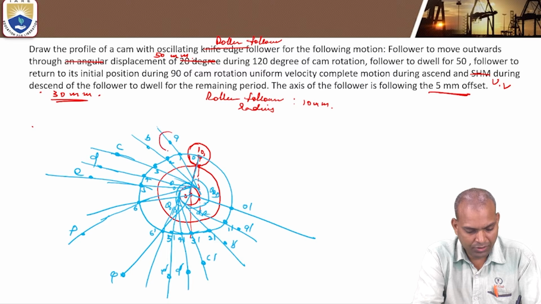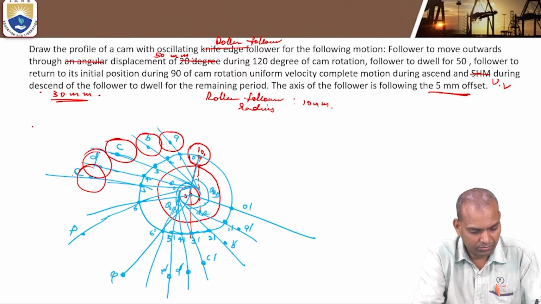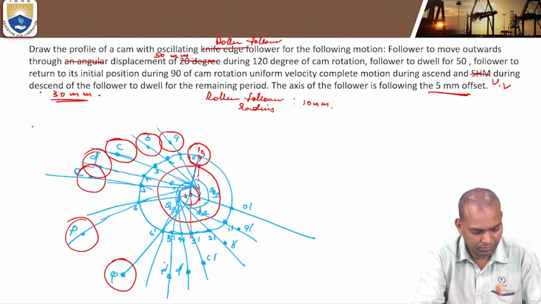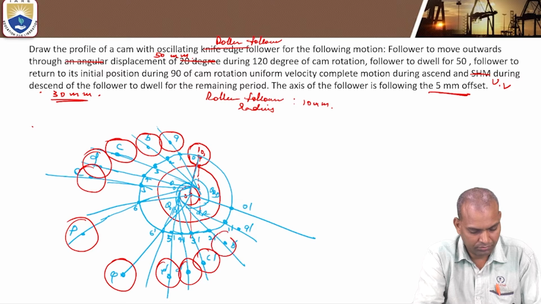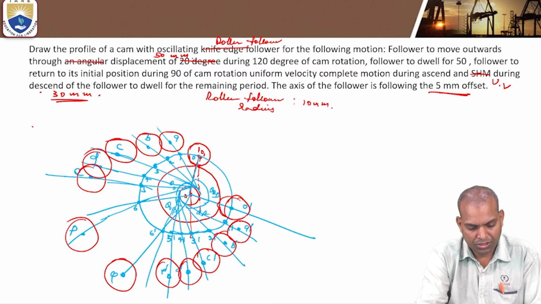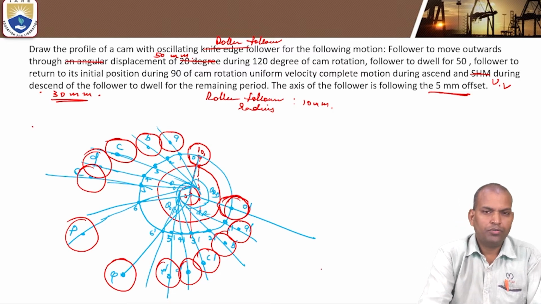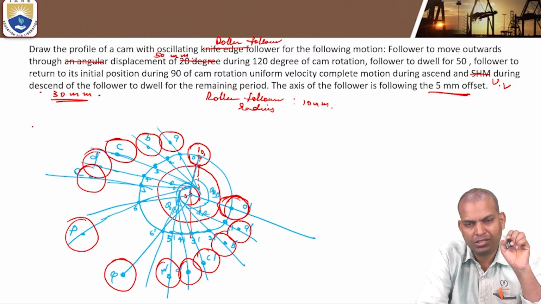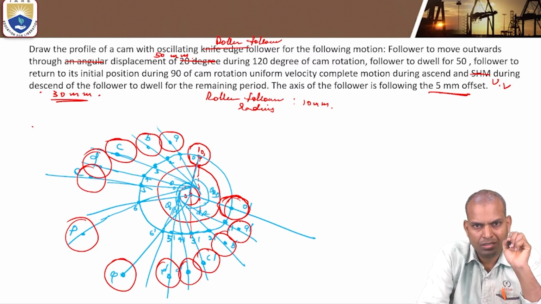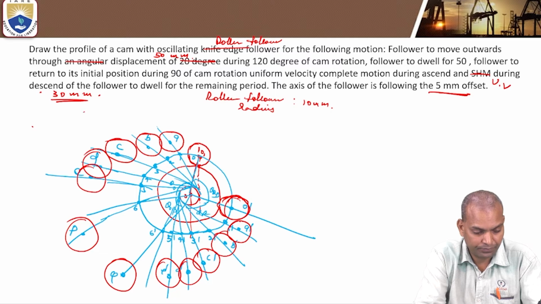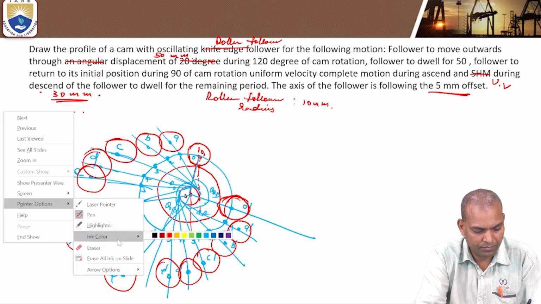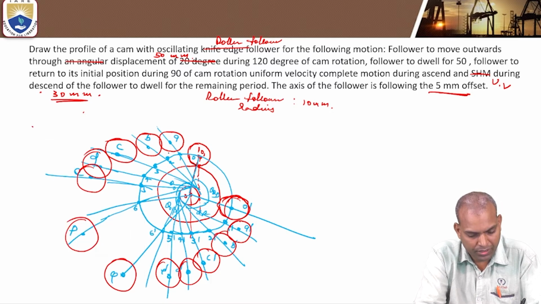This A is the center of the roller, B is the center of the roller, C. So through all these centers, draw a circle. It should touch the surface. Now, if you draw the surfaces of all the rollers, the curve represents the profile of a cam. Now, it is a smooth curve. Draw a smooth curve.